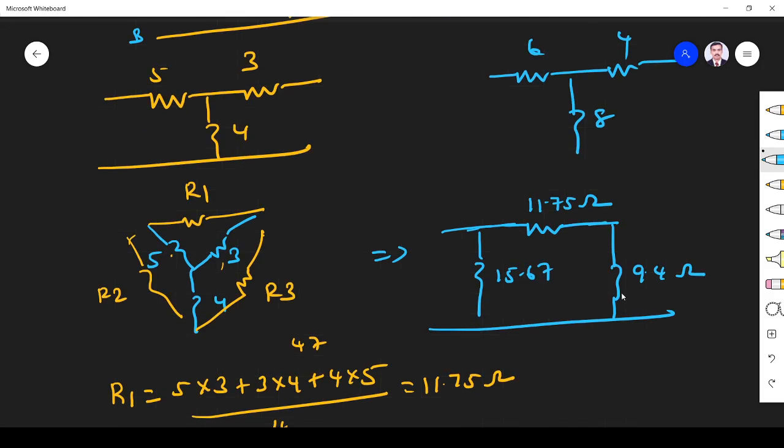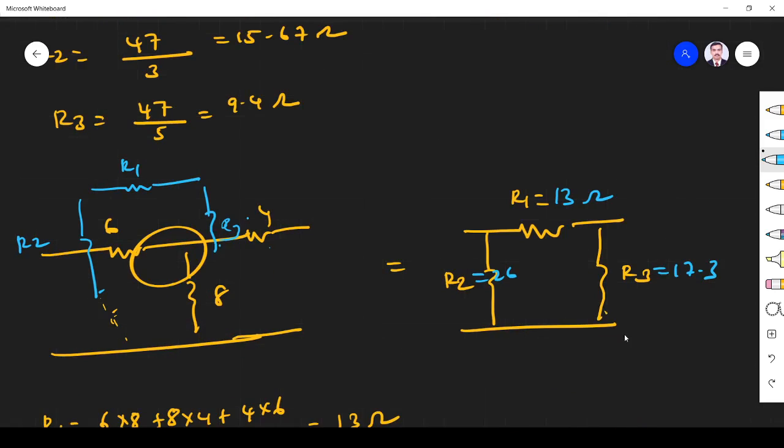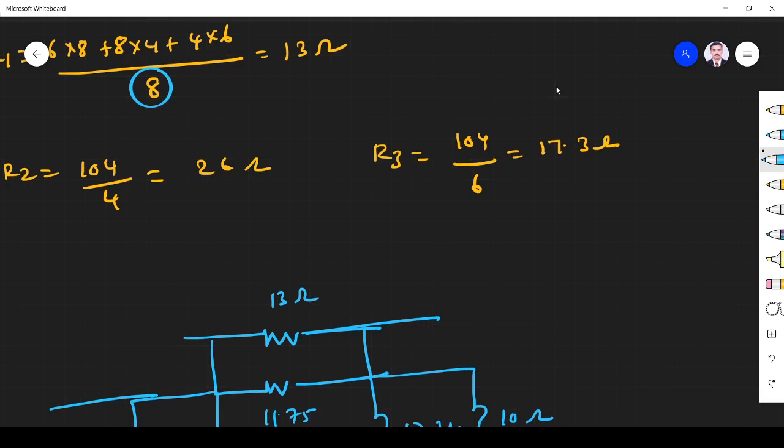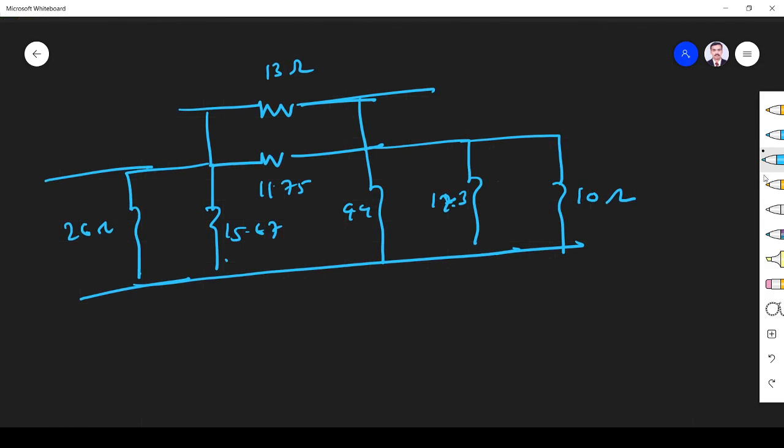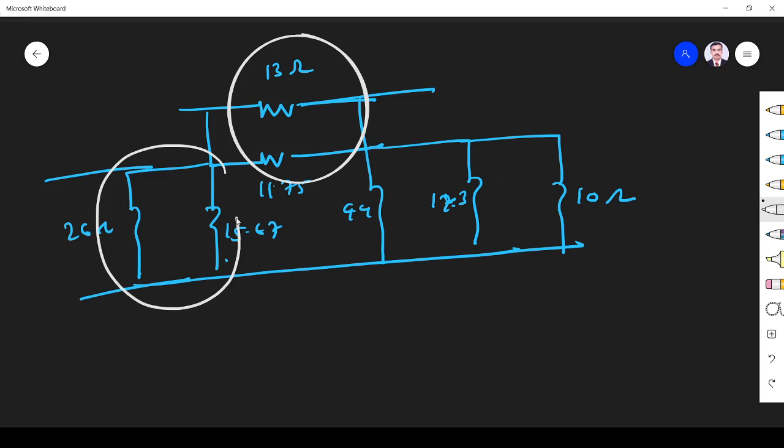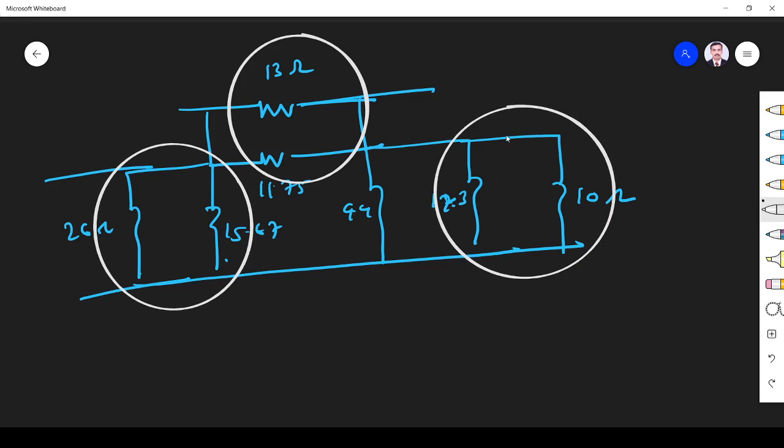So first one right hand side is 9.4. Second one right hand side is 17.3. So, sorry, first one is 9.4. So I change it. 9.4. This is 17.3. Finally load 10 ohm. Now it can be easily simplified. Why? You see, these two are parallel. These two are parallel.